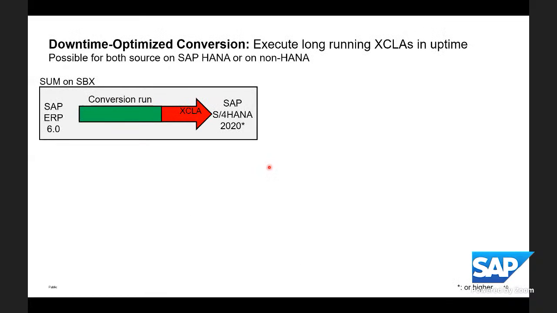Last part here is that for downtime optimized conversion, there is meanwhile even an additional possibility to reduce the downtime, and that is to select long-running XCLAs and to move those executions from downtime to uptime. That is possible independent of whether or not the source is already on HANA database. Now the question is, what's an XCLA?